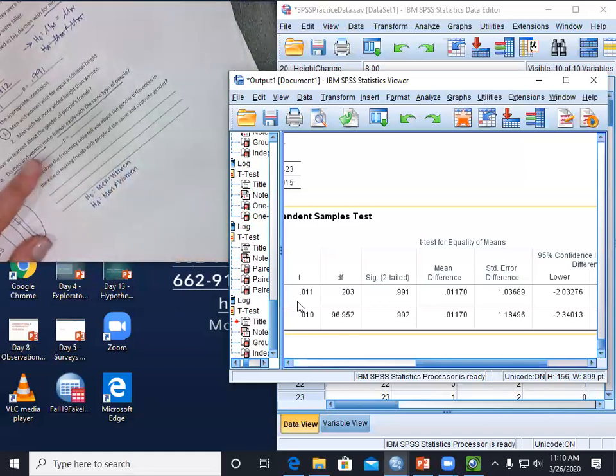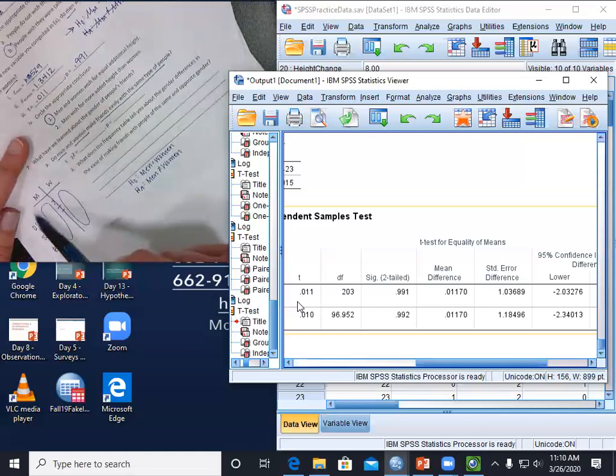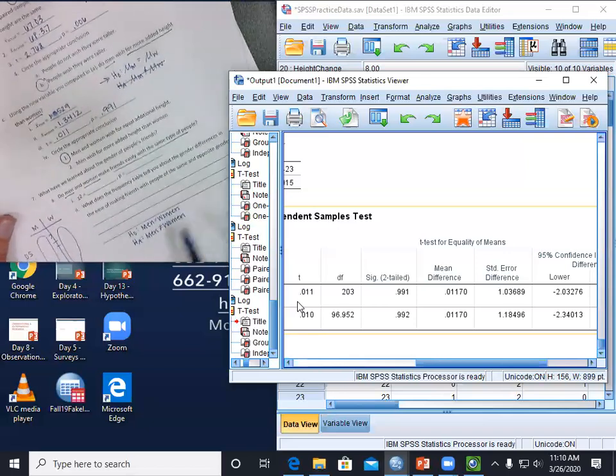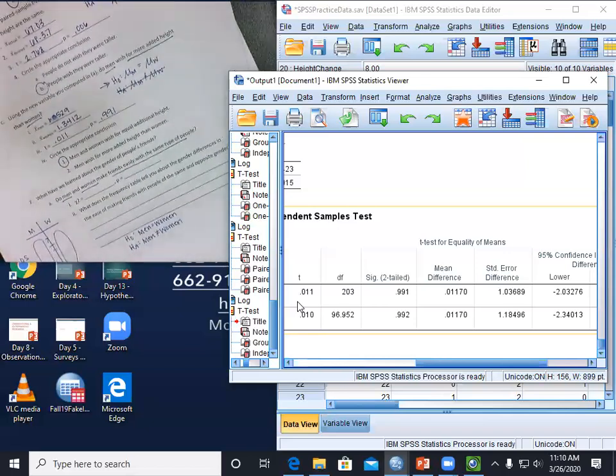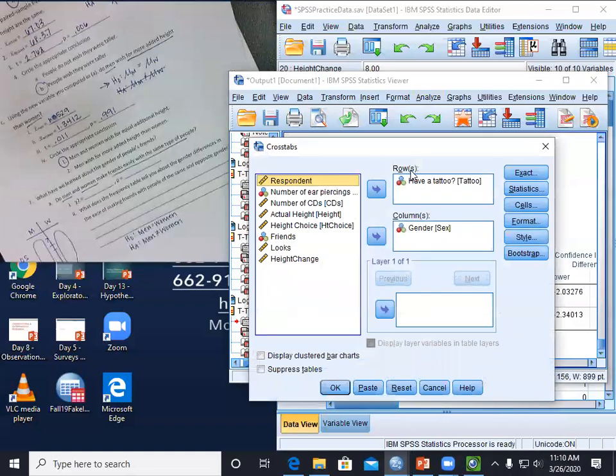So we're going to do this chi-square test of independence to find out which one of these is more supported. Is the men's pattern of answers equal to the women's pattern of answers, or are those two distributions different from each other? To get this chi-square test of independence, we have to start with that crosstab table, which is in the descriptive statistics menu. So we're going to go to descriptive statistics, crosstabs.